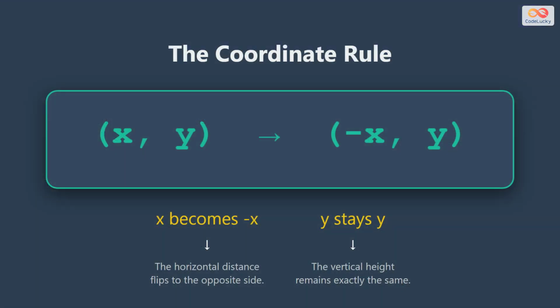There is a very simple rule to perform this transformation mathematically. If you have a point (x, y), the rule is to change the sign of the x-coordinate while keeping the y-coordinate exactly the same. So, x becomes negative x, and y stays y.